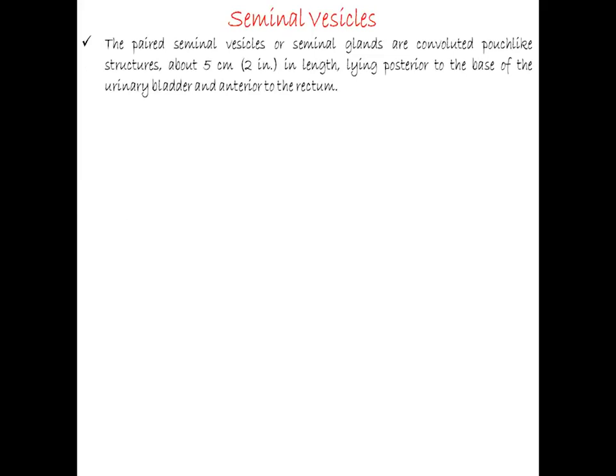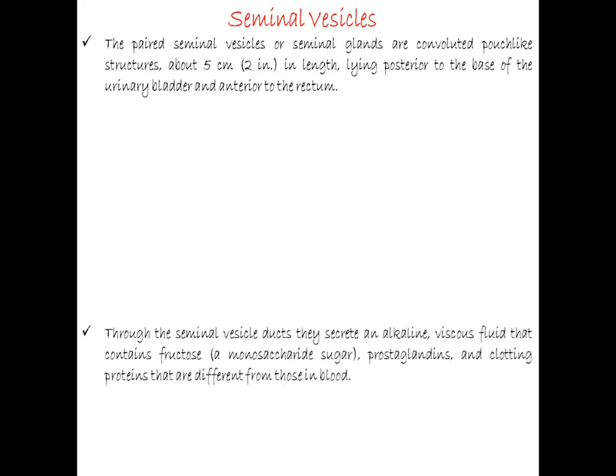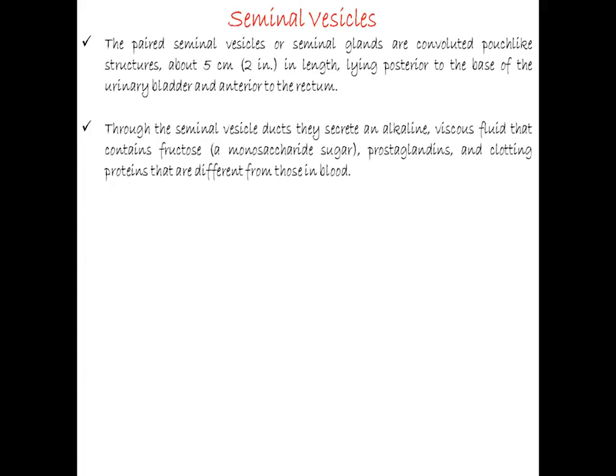The paired seminal vesicles, or the seminal glands, are convoluted pouch-like structures about 5 cm in length, lying posterior to the base of the urinary bladder and anterior to the rectum. Through the seminal vesicle duct they secrete an alkaline viscous fluid that contains the fructose, prostaglandin and clotting proteins that are different from those in the blood.